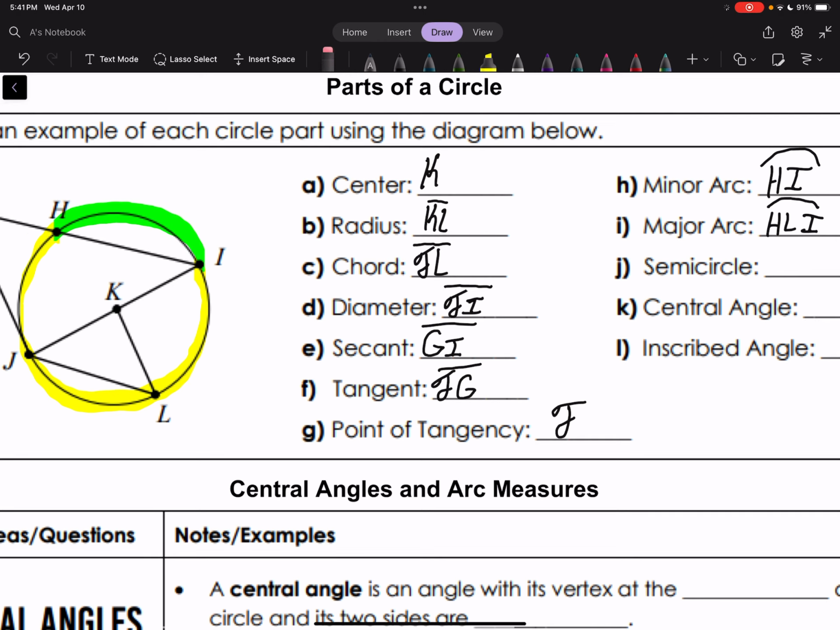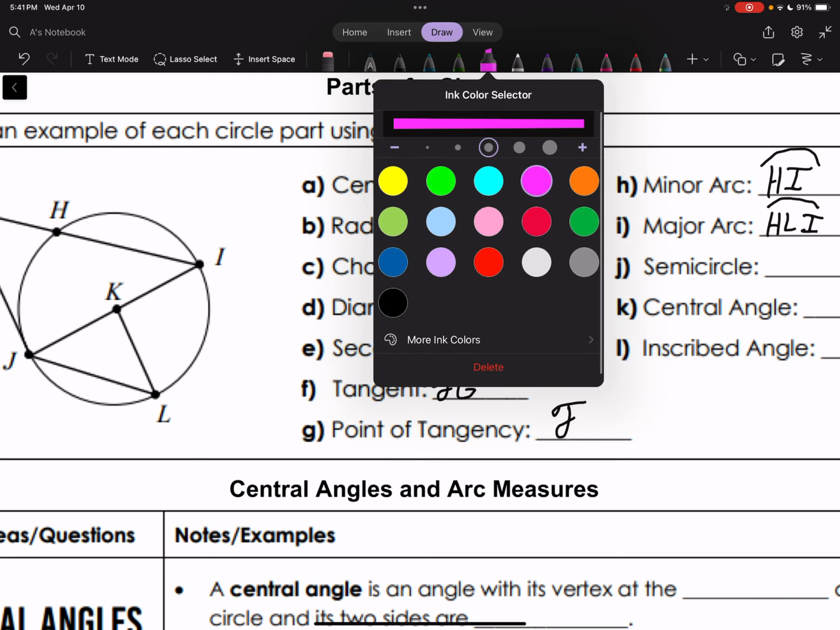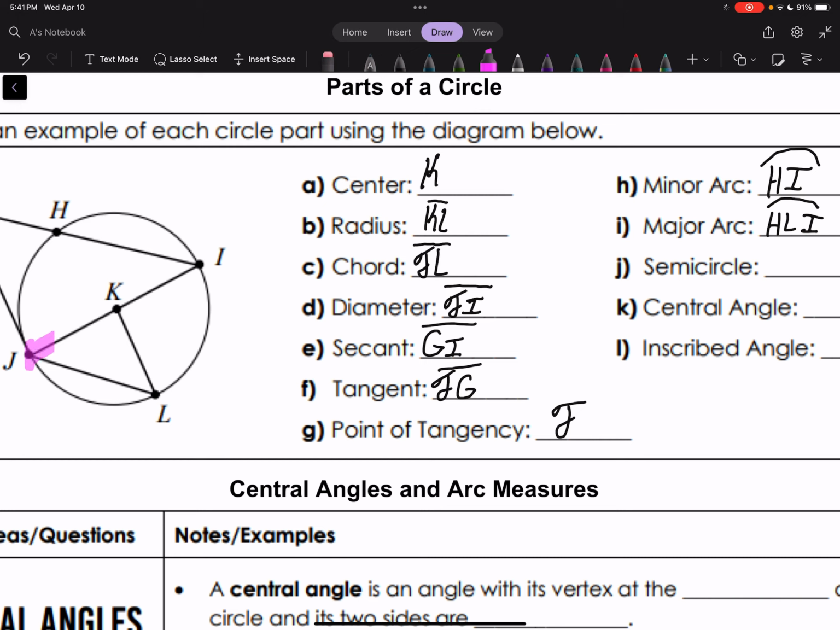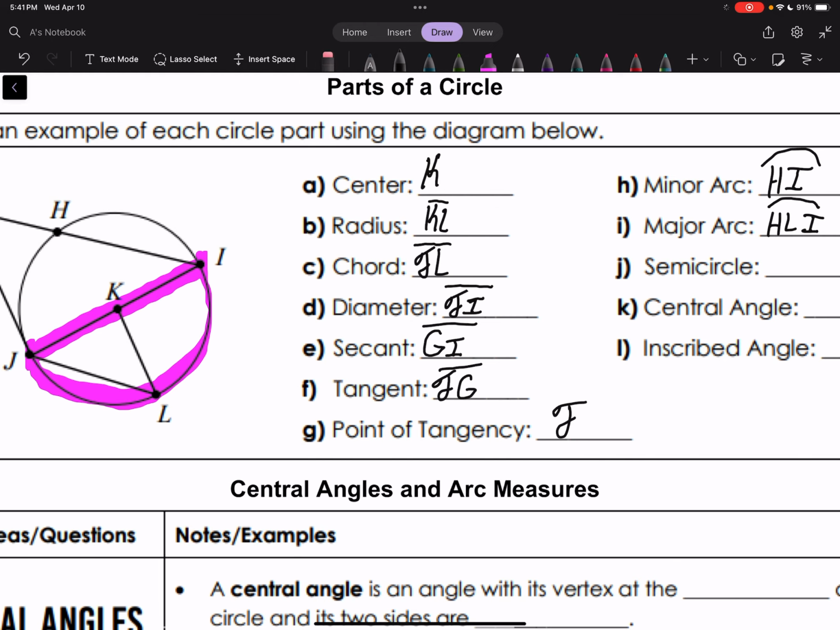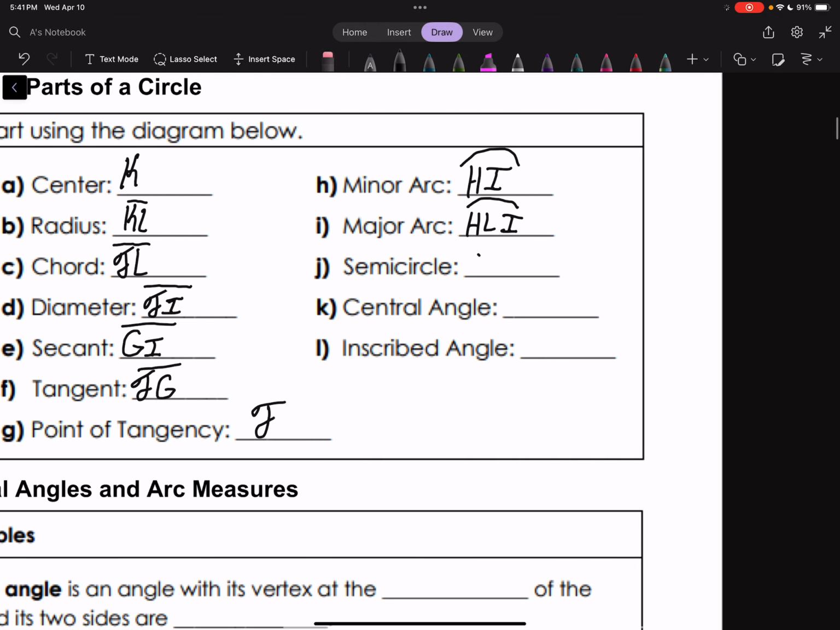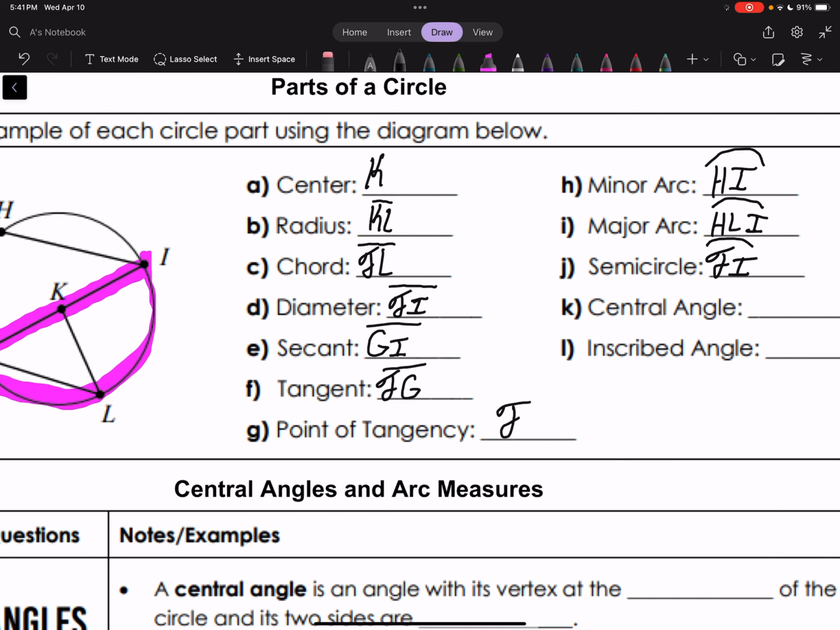Let's look at a semicircle. A semicircle is exactly half the distance around the circle. So if I take a look at my diameter here, if I go halfway around the circle, I'm going to have a semicircle. Okay, I'm writing JI.